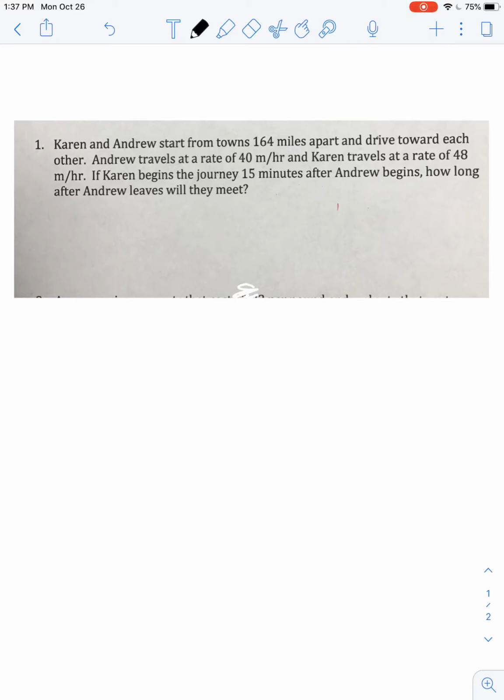So it says Karen and Andrew start from towns 164 miles apart and drive toward each other. So what that means is, I don't know which one is where, but you have Andrew and you have Karen. And they are 164 miles apart. Okay, and they're driving towards each other. Andrew goes at a rate of 40 miles per hour. Karen goes at a rate of 48 miles per hour. If Karen begins the journey 15 minutes after Andrew begins, how long after Andrew leaves will they meet?